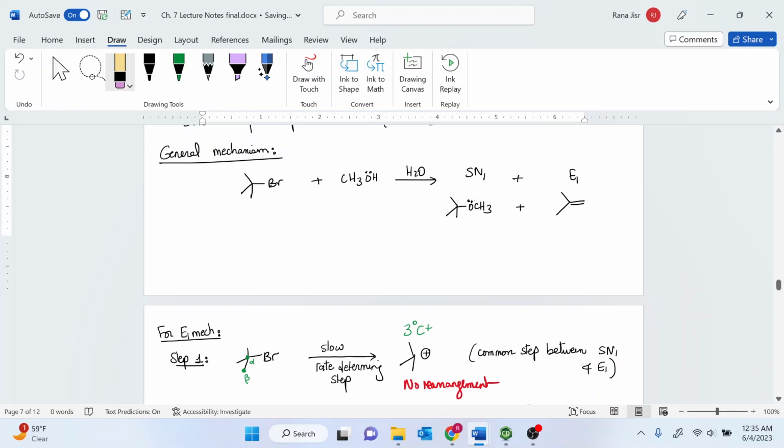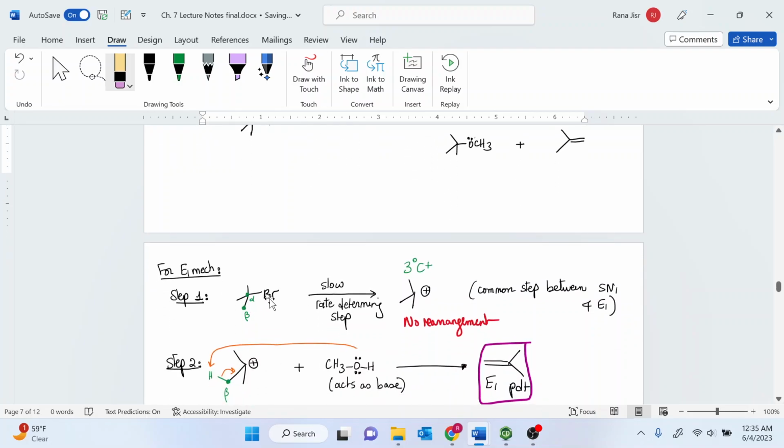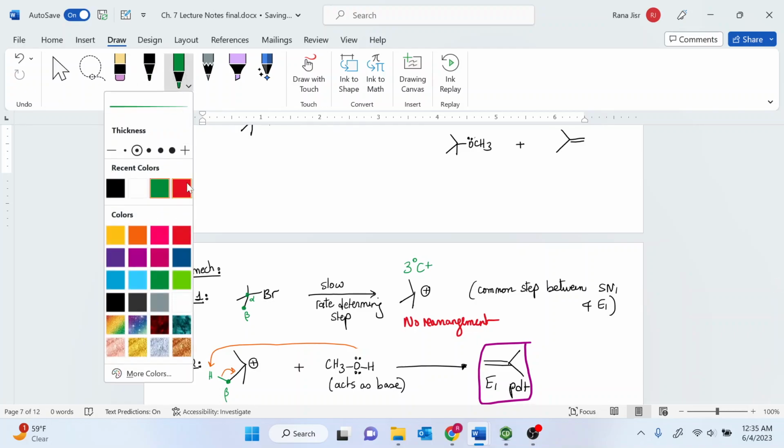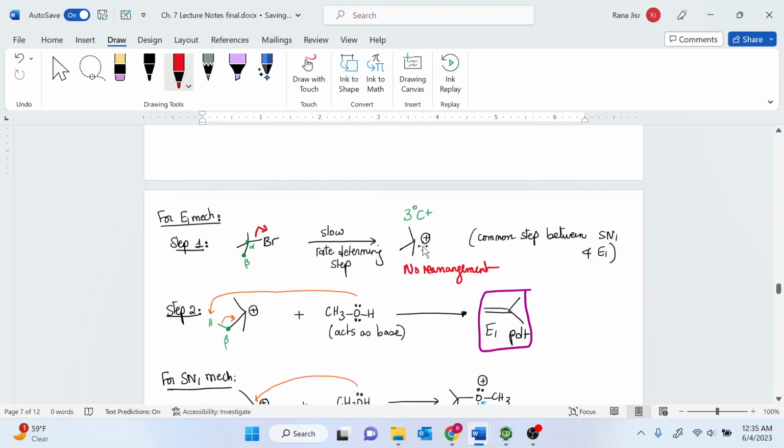SN1 is always going to happen with E1 because the weak nucleophile also acts as a weak base. So the first step is always common between SN1 and E1, where the bromine is going to leave. This is going to be the first step. Now, when the bromine leaves, you're going to create a carbocation. Always ask yourself, can I make it more stable? This one is a tertiary carbocation on its own, so you cannot stabilize it further.